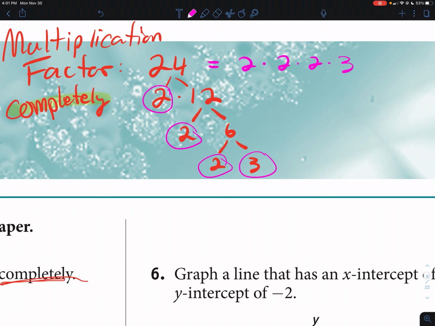And you can check yourself by multiplying all those factors back together, and you should get 24. 2 times 2 is 4, 2 times 3 is 6, and then 4 times 6 is 24. So then we would say the factors of 24 are 2, 2, 2, and 3.